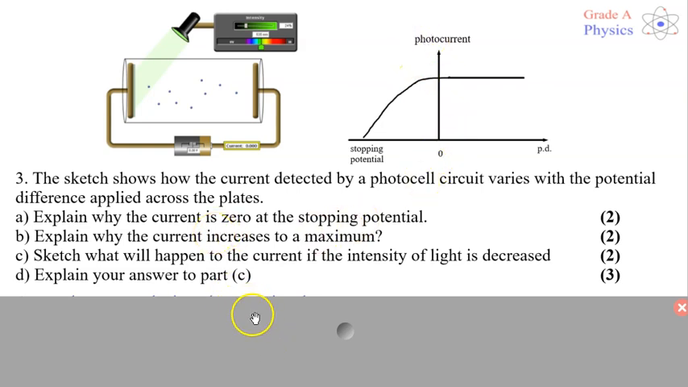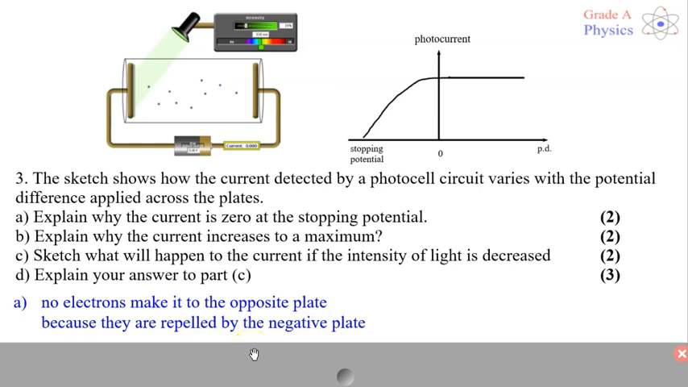Explain why the current is 0 at the stopping potential. So for 2 marks, we need to say that the electrons are repelled and therefore no electrons make it to the opposite plate. So they're all repelled, even the ones with the biggest Ke, moving the most quickly, are repelled and we get 0 current.